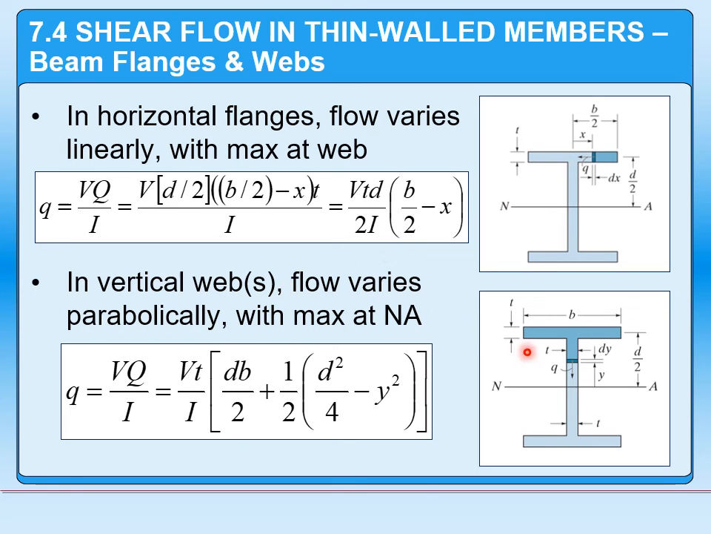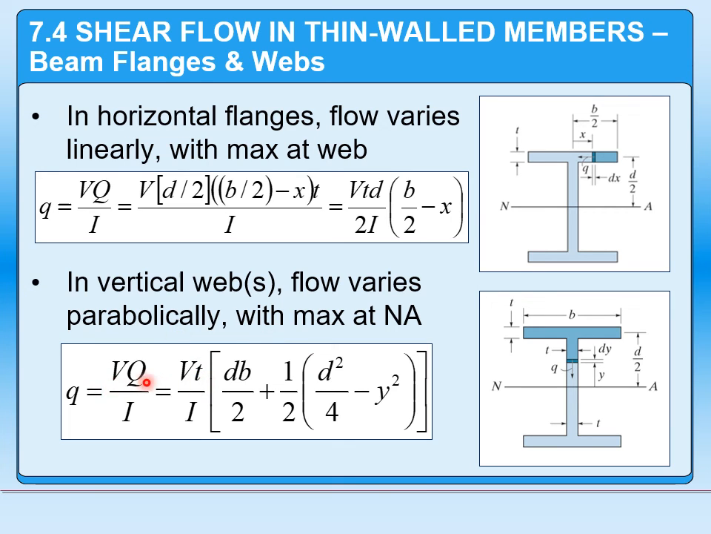Similarly, we can look at the vertical web section, and in this case, it turns out that shear flow is actually going to vary parabolically. This is a somewhat more complicated equation because the area and the distances are both changing. That's why we get a parabolic distribution, right? Keep in mind up here, when we talk about the flange, the distance from the neutral axis is not changing. That's constant. That's why we get a nice linear relationship. But down here, because they're both changing, we're going to see that it's going to vary.